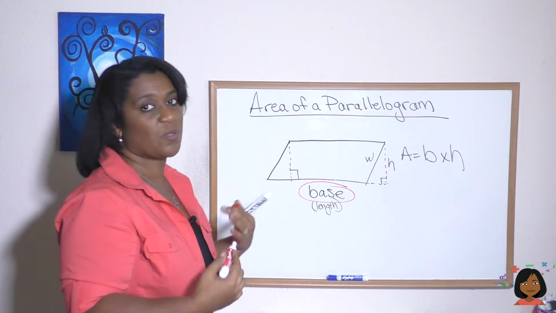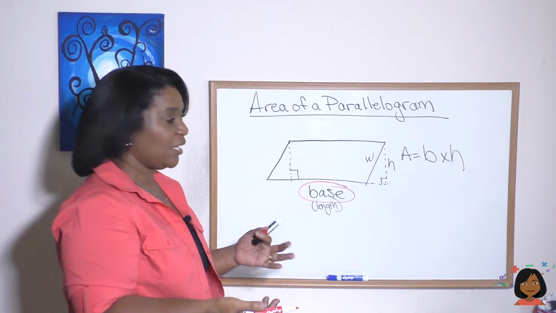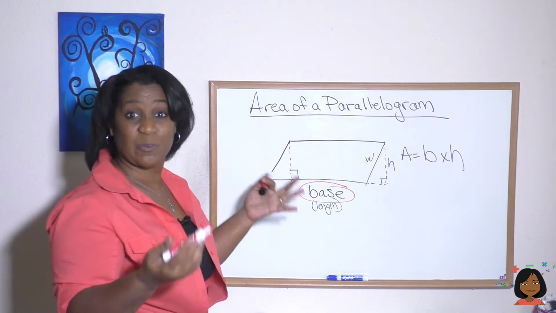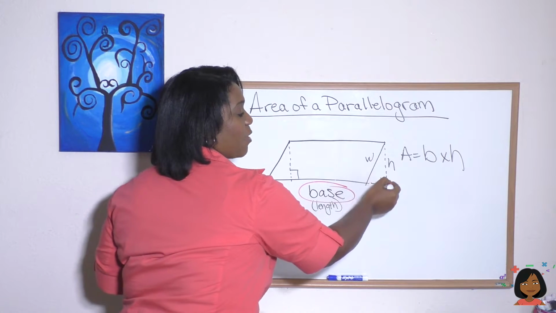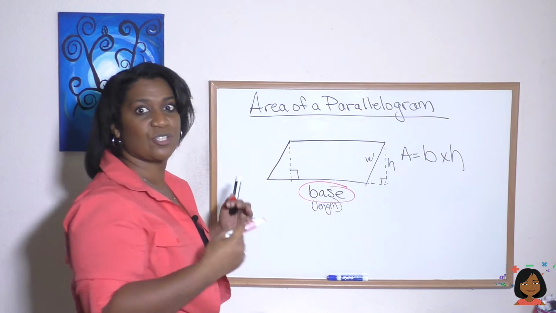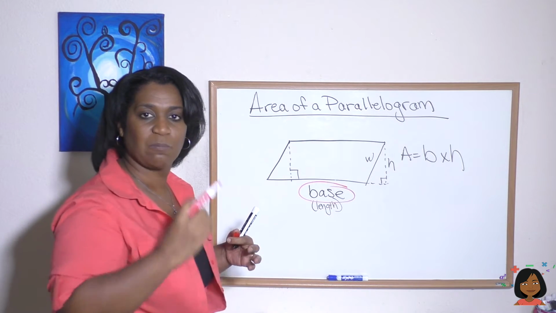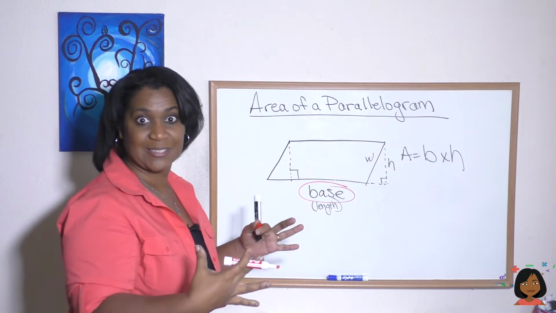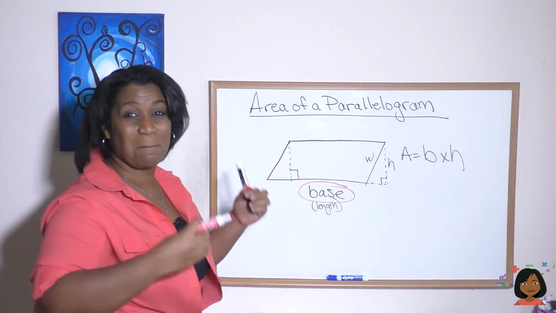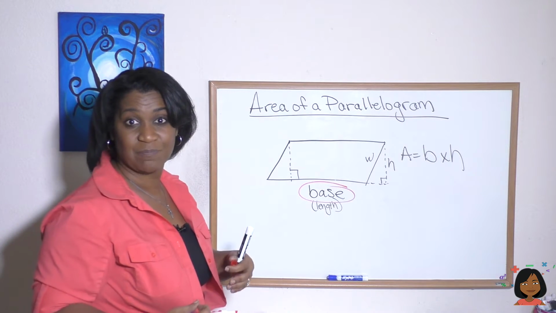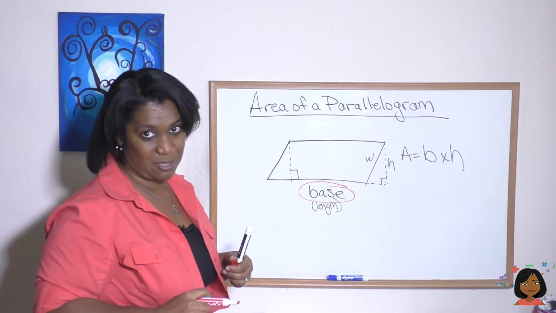And often with a parallelogram, it's not a right angle because it would be a rectangle, right? So you will see that they will drop down these little dotted lines to show you here's what the height would be if we dropped a 90-degree angle here. And that's what you're going to use for your base times height formula. Let's try it with a few examples.